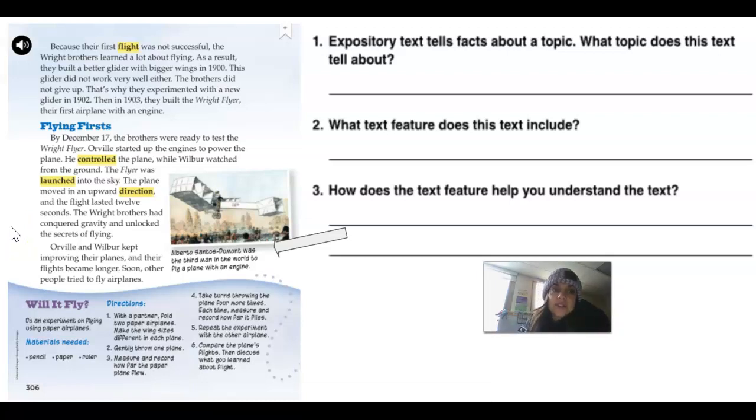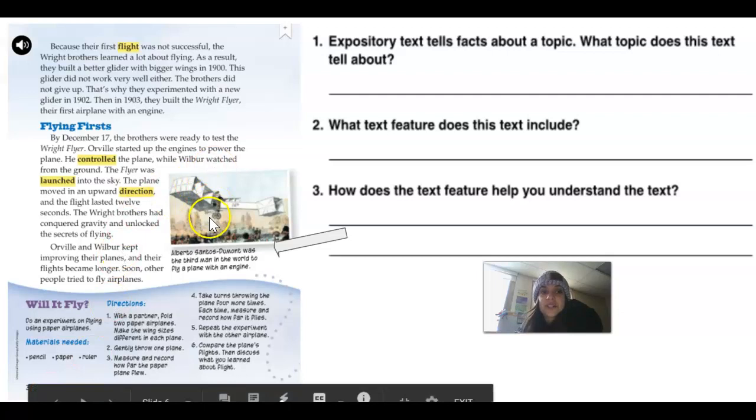Flying first. By December 17th, the brothers were ready to test the Wright Flyer. Orville started up the engines to power the plane. He controlled the plane, while Wilbur watched from the ground. The flyer was launched into the sky. The plane moved in an upward direction, and the flight lasted 12 seconds. The Wright brothers had conquered gravity and unlocked the secrets of flying. Orville and Wilbur kept improving their planes, and their flights became longer. Soon, other people tried to fly airplanes.